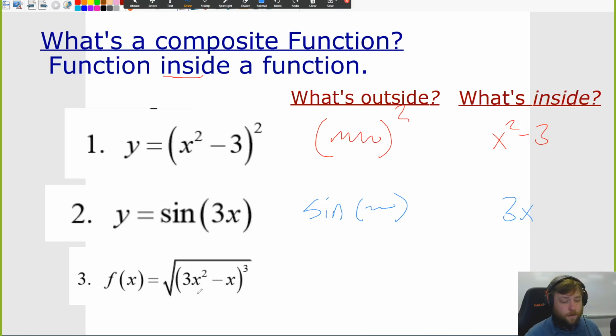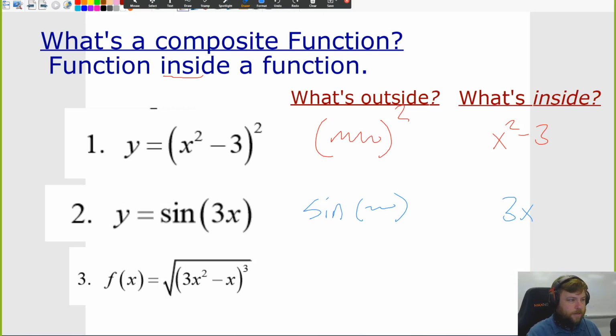Okay, this can get a little trickier. I would say the outside, so we have a square root and we have a cubed part. I would say both the square root and the cubed are on the outside. Now, if you just said just the square root was here and then the inside is 3x squared minus x squared cubed, you're technically correct because it's on the inside, but you also have a second layer of inside. So I actually wouldn't do it that way.